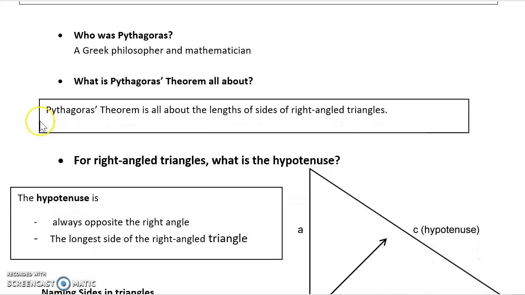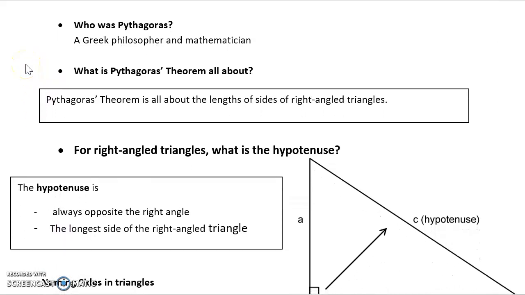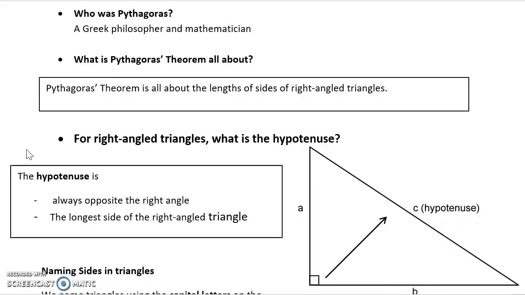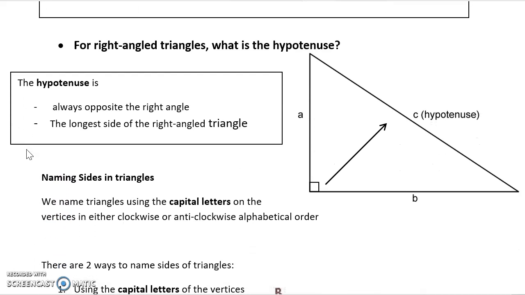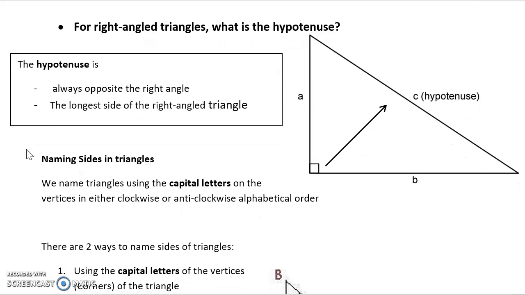So Pythagoras was a Greek philosopher and mathematician. And after this video, I highly recommend that you have a look online at who Pythagoras was. Pythagoras' theorem is all about finding the lengths of sides of right-angled triangles. But for us to be able to do that, we need to understand what side lengths are, what their names are, and how they relate to each other.